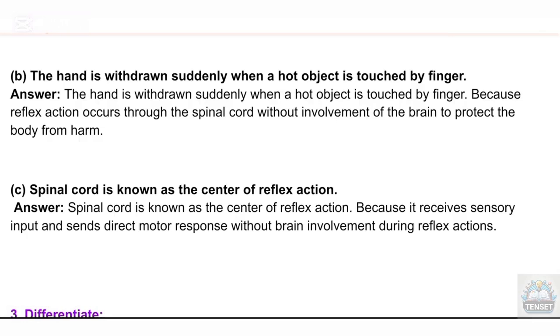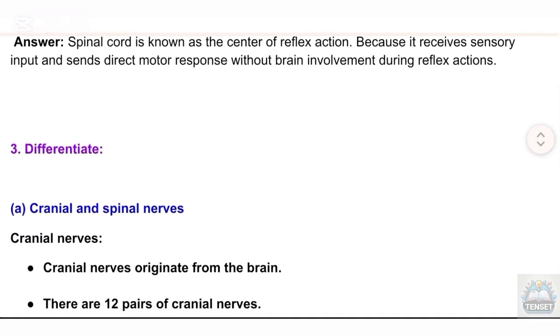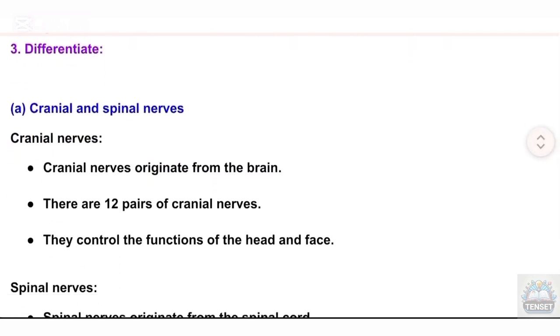Answer. Spinal cord is known as the center of reflex action because it receives sensory input and sends direct motor response without brain involvement during reflex actions. 3. Differentiate. A. Cranial and spinal nerves. Cranial nerves. Cranial nerves originate from the brain. There are 12 pairs of cranial nerves. They control the functions of the head and face.